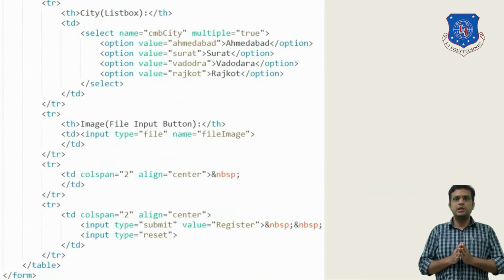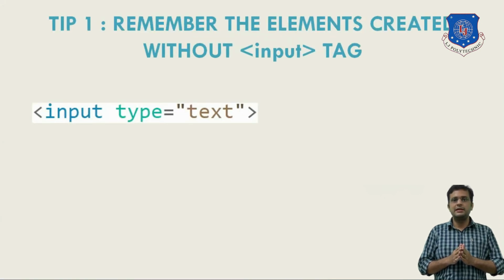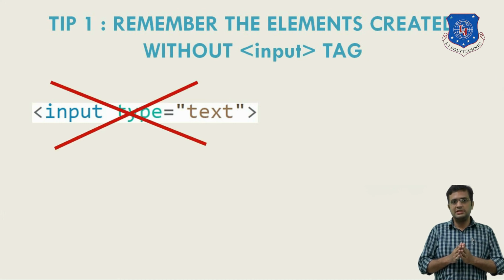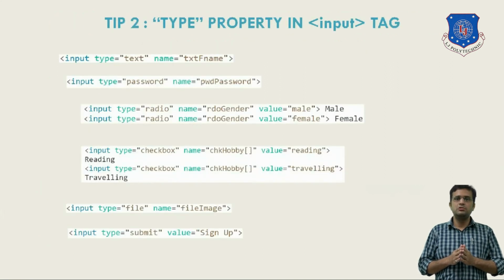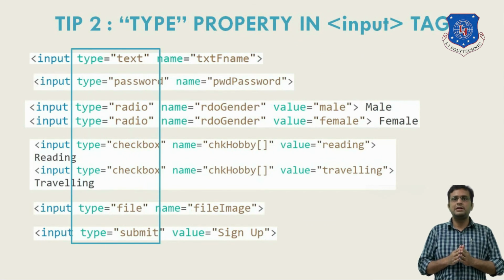Lastly, I'll give some tips to you to remember the code to create these form elements. The first tip is most elements are created using input tag. There are 3 elements which are not created using input tag. These elements are text area, combo box and list box. The second tip is, if you are using input tag, you have to set the type property, because we need to differentiate each form element. So type property is used to differentiate form elements.